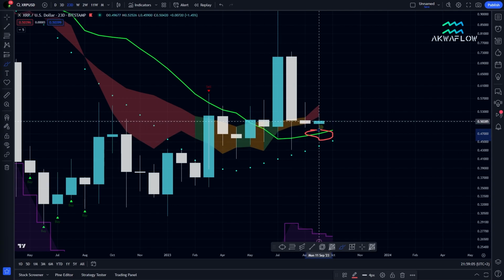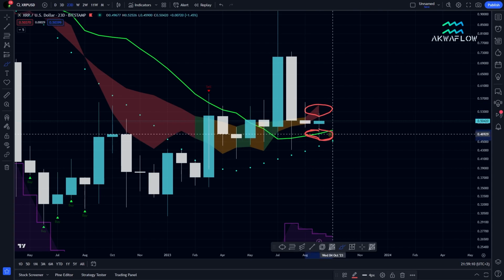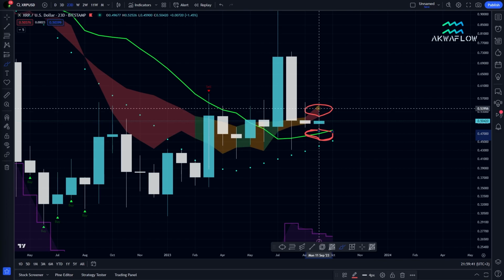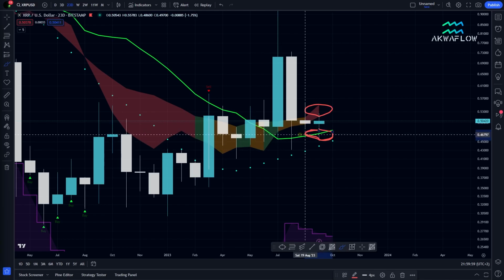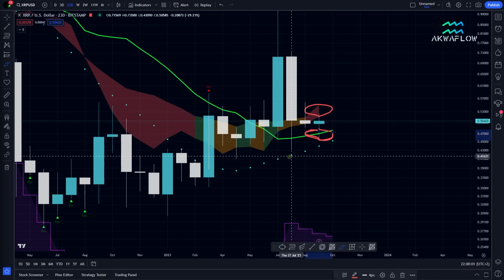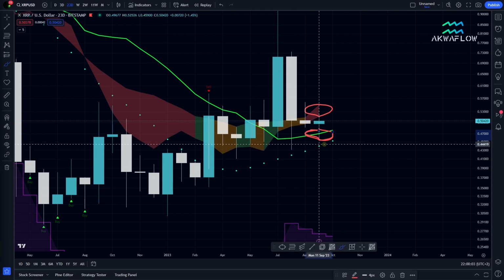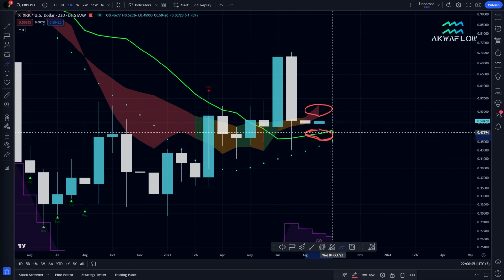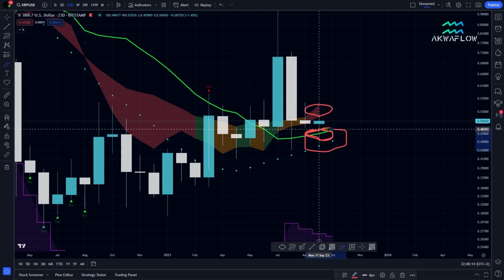So right now the price is stuck between the cloud and the green line. And if we have a close of the candle below the cloud, I will start getting a little bit more bearish for XRP. But the real deals are the green line, right? And the bull market support with the blue dots. And if XRP is not able to keep those lines, the green line and the bull market support, as supports, we are in trouble, guys.